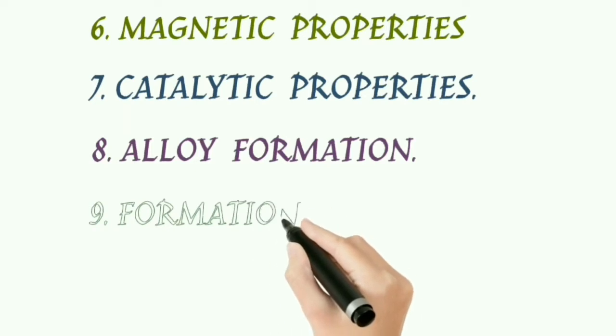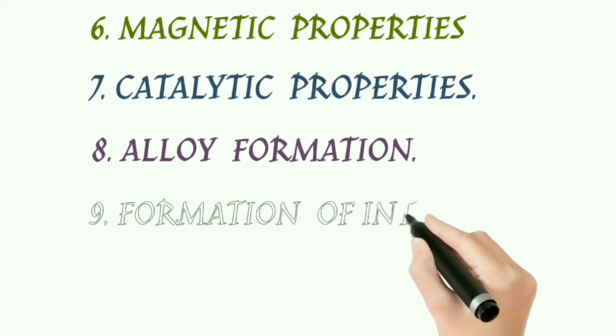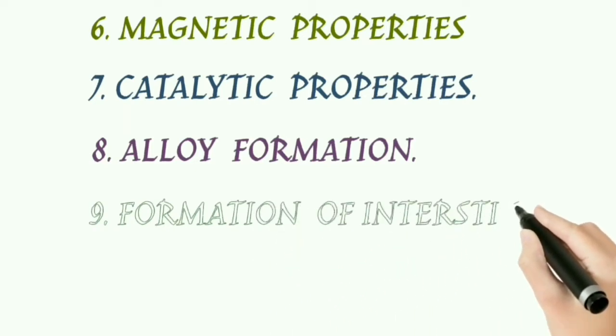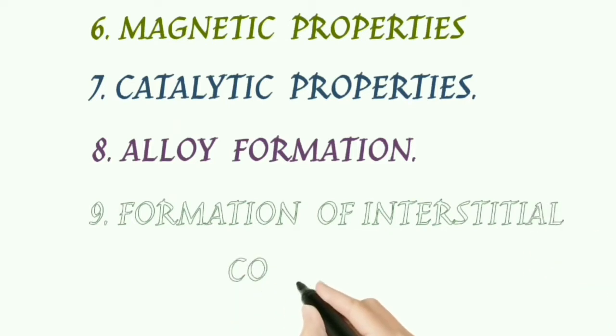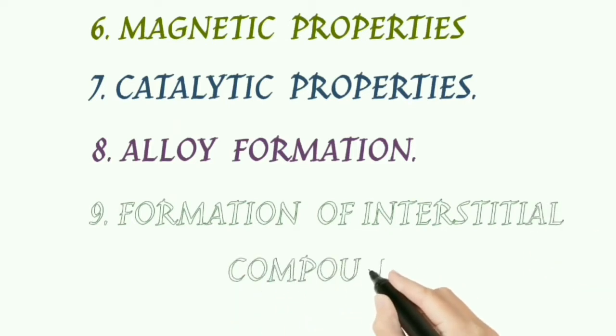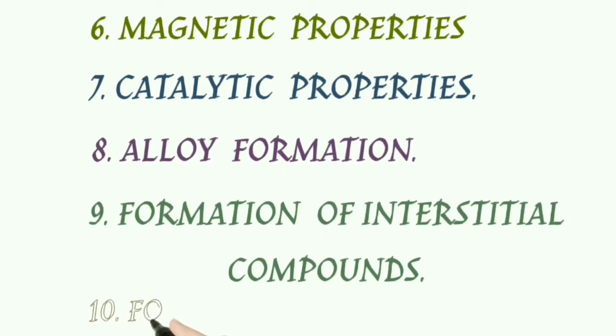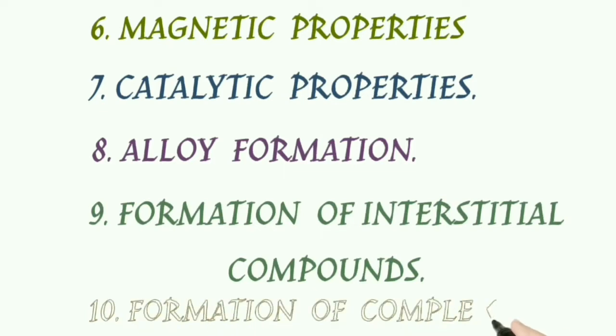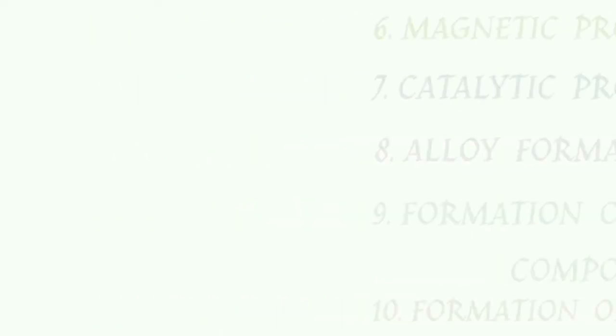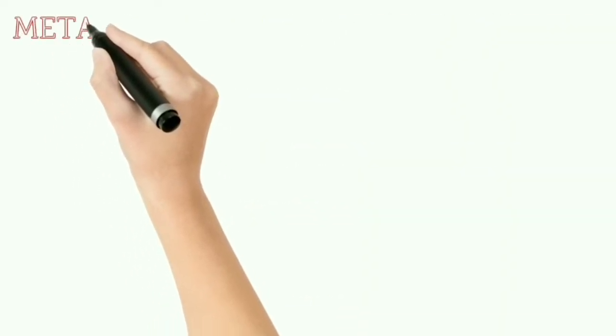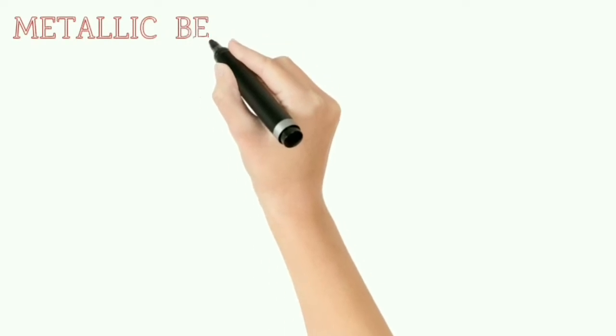Property number 9 is that they can be used to form interstitial compounds. Why are D block elements selected for the formation of interstitial compounds? Already we studied this in Frenkel defect, okay, I will explain it. The next one is 10, that is the formation of complexes. Many of the transition metals are used for making complexes. Why? That also I will explain in each property.